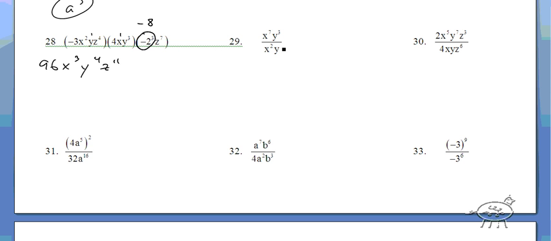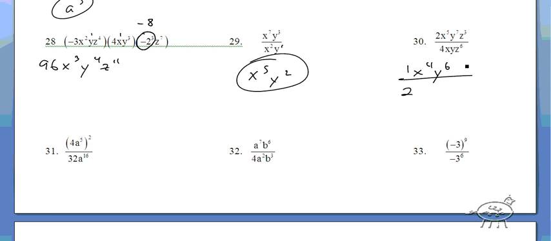Okay, this next one, just battle. The x's win. The north wins by 5, and the y's, the north wins by 2. Okay, this one. It's 2 over 4, which is 1/2. The x's, the north wins by 4. With the y's, the y wins by 6. And the z's, the bottom or the south wins by 3. That's your answer. You usually don't put that 1 there. You just say that.